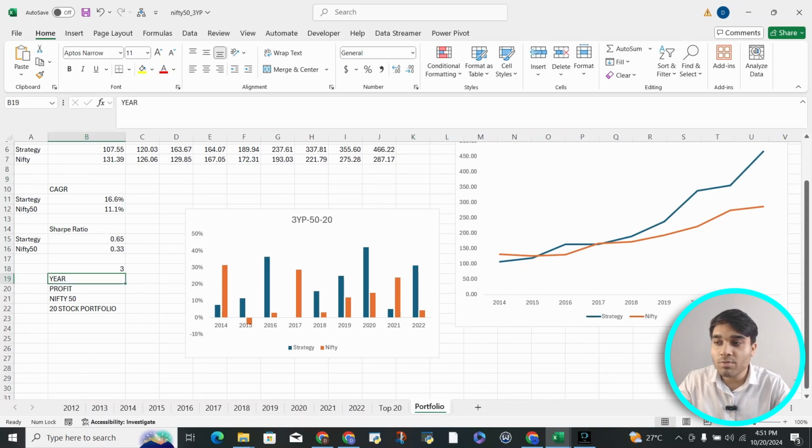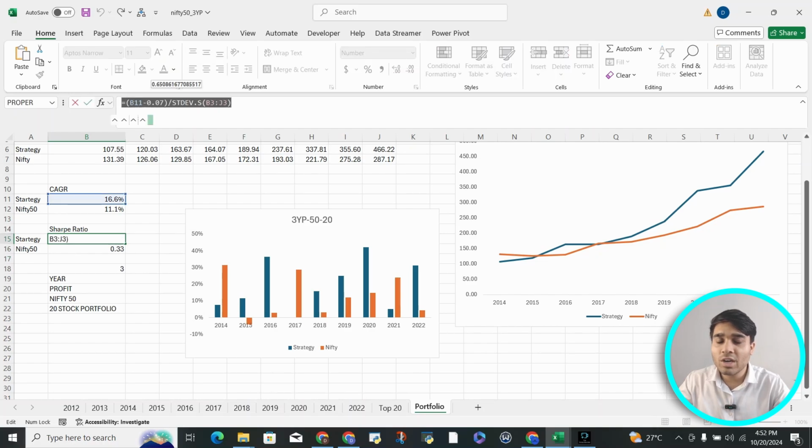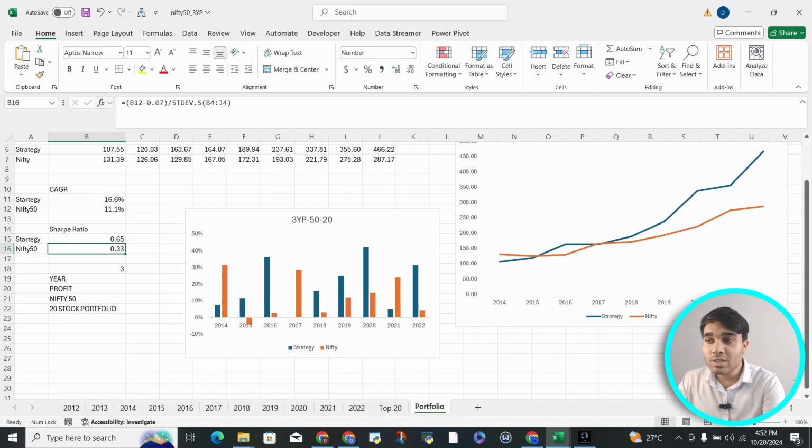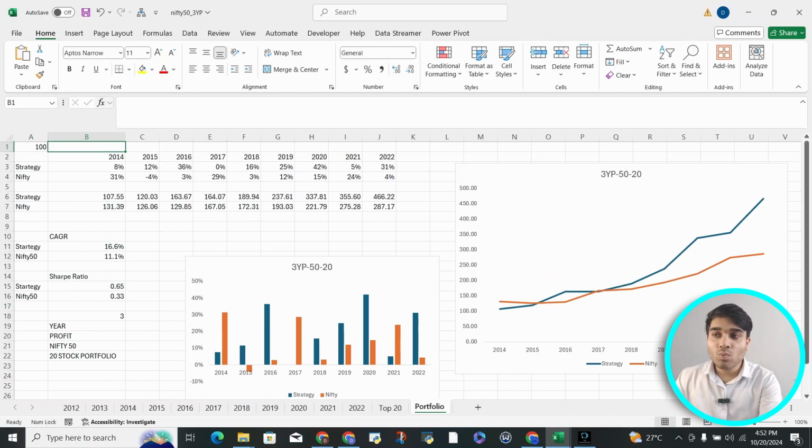I've taken 3-year profit for Nifty 50, and this is a 20 stock portfolio. It's a Sharpe ratio that you can see I've created, although you don't need to necessarily learn it. For this lecture, just know what is that one thing that you really want to create or test, those hypotheses that you are creating with the data.